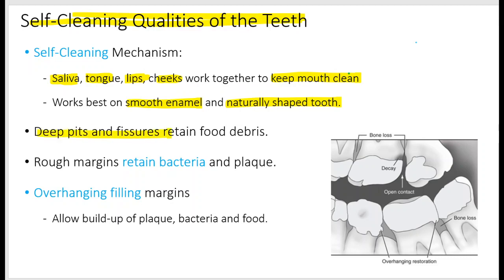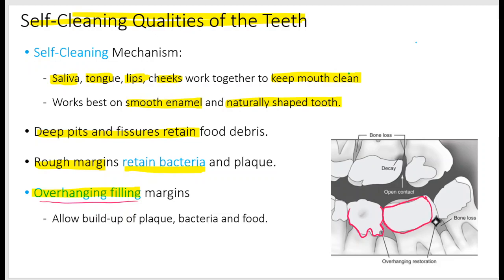Definitely if you have deep pits and fissure, this can retain debris, and that's why we do the pits and fissure sealants. Rough edges can also help maintain bacteria, and again that's why we have to make our fillings smooth. And also there are some other term that we call overhang filling. An overhang filling is a filling that, like here, as you see, it goes under the gum, so it doesn't keep the shape of the tooth. That's the shape of the tooth.